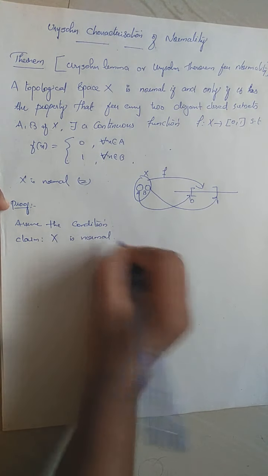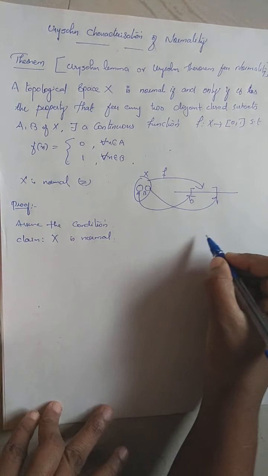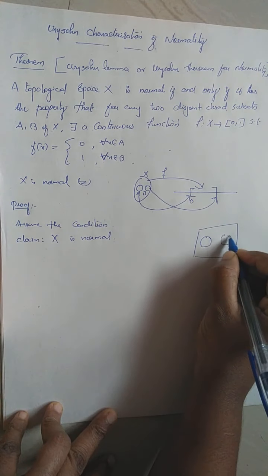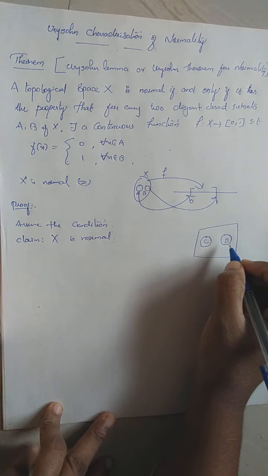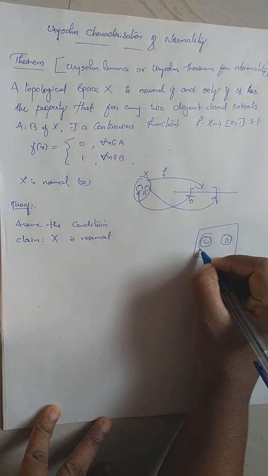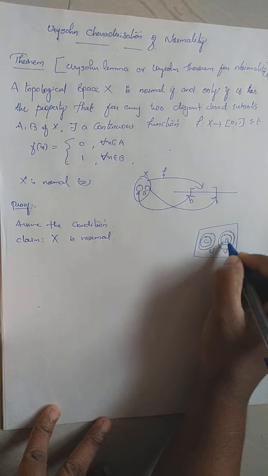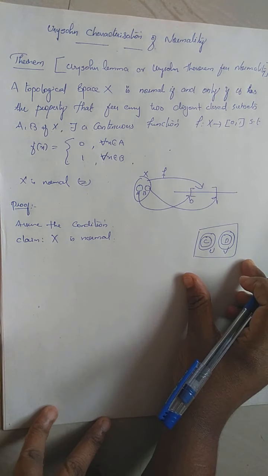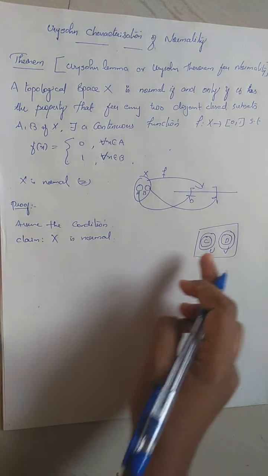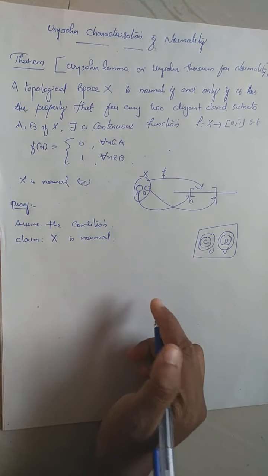So what is the statement of normality? You know, normal spaces are spaces in which, if you consider any two disjoint closed sets C and D, there exist mutually disjoint open sets U and V such that C is contained in U and D is contained in V, which is the basic definition of normality. We need to prove that if you consider any two disjoint closed sets C and D, there will exist such open sets.